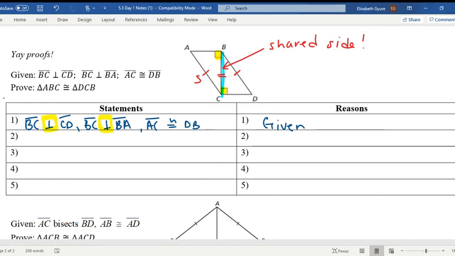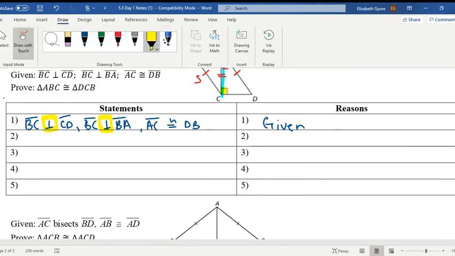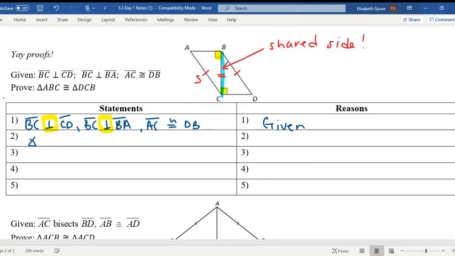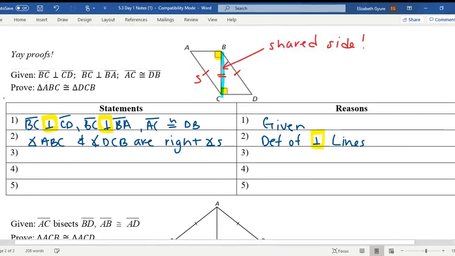You might not have your vocab sheet handy in front of you, but I would definitely get it for next time and for when you do your homework. Our definition of perpendicular line says if lines are perpendicular, then they make right angles. So we can say that angle ABC and angle DCB are right angles. And that is the definition of perpendicular lines. Again, you're given a vocab word, use it.